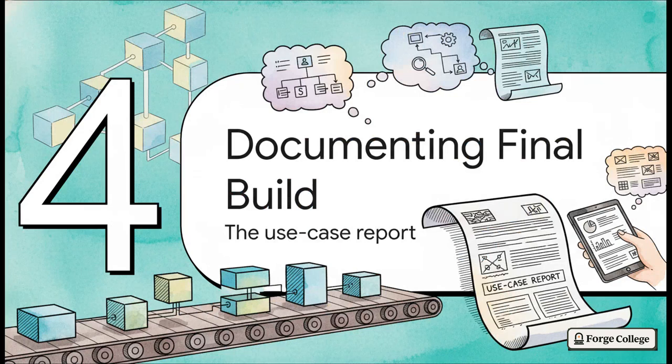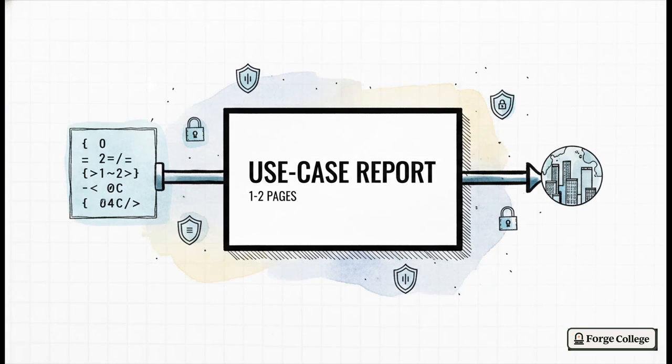Which brings us to Section 4, documenting the final build with the use case report. Moving along the belt, the crucial point here is connecting your cold, hard code to a real-world application. You do this in a short report that clearly explains your privacy choices and threat mitigations.